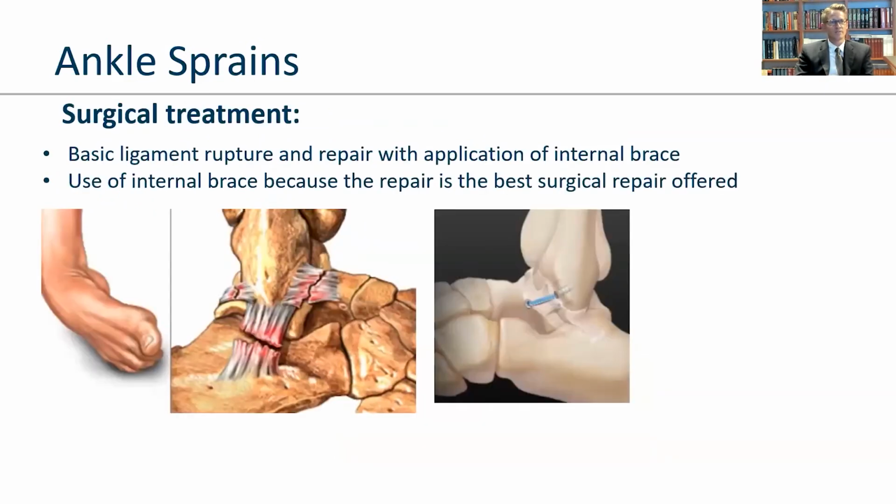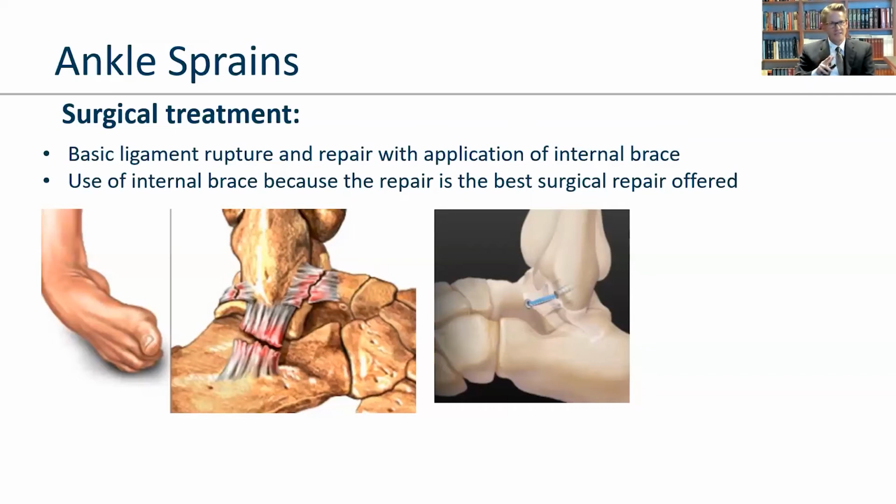So, surgical treatments for ankle sprains. You have a basic ligament rupture and repair with application of an internal brace. What that means: if we sprain the ligaments, strain the ligaments, or tear the ligaments, a ligament is connecting bone to bone. So if we rip partially or completely either one of those ligaments, that's our first and major repair. Those ligaments hold the lateral ankle together. So we need to get that back together so that you're not consistently slipping out and causing that inversion type of sprain, or that rolling to the outside type of sprain.